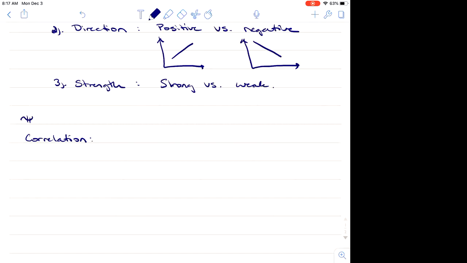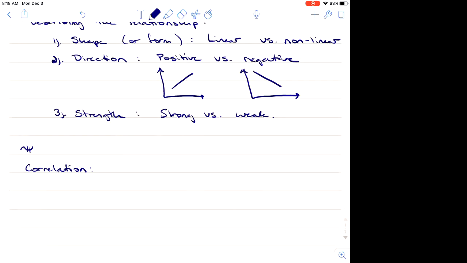So correlation, we say things are correlated. We kind of have an idea of what it means for 2 things to be correlated, right? It means that there's some relationship between these 2 variables that we're talking about. And so correlation is just a numerical measure of the strength and the direction of a linear relationship. Okay, so it does assume that we have a linear relationship for the correlation that we're talking about.